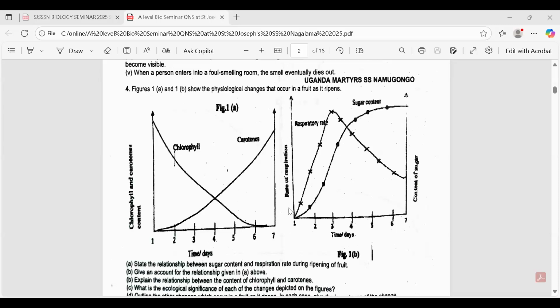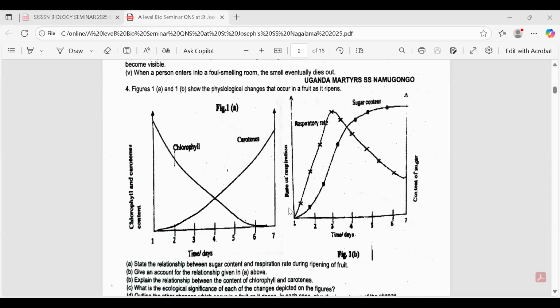And then what is the ecological significance of each of the changes depicted on the figures? Carotene increase, we say that it is to enable dispersal of seeds to colonize new areas, and the ecological significance is it prevents competition. And then sugar content, the increase in sugar content also attracts dispersal agents, therefore enabling the dispersal of fruits and seeds to new areas, therefore reducing the rate of competition for resources.